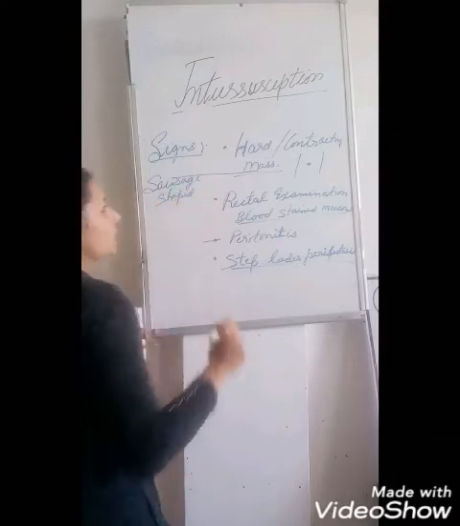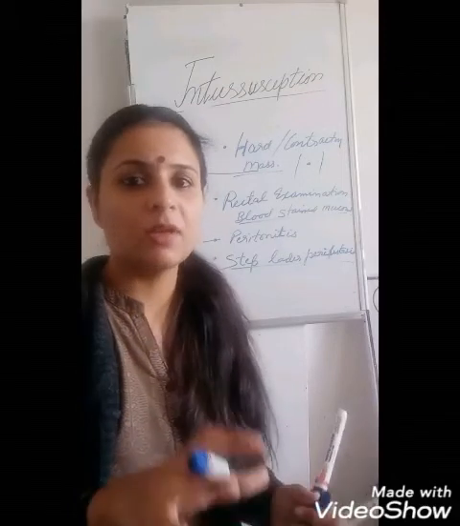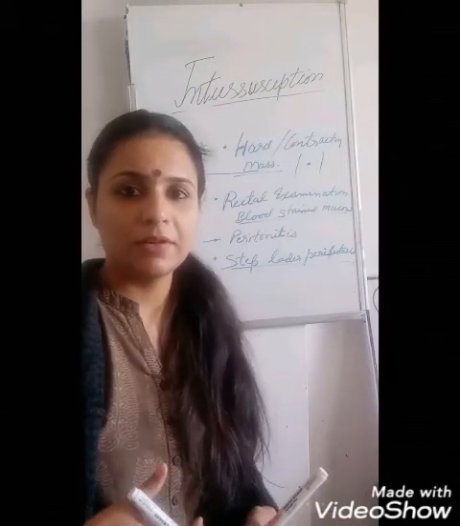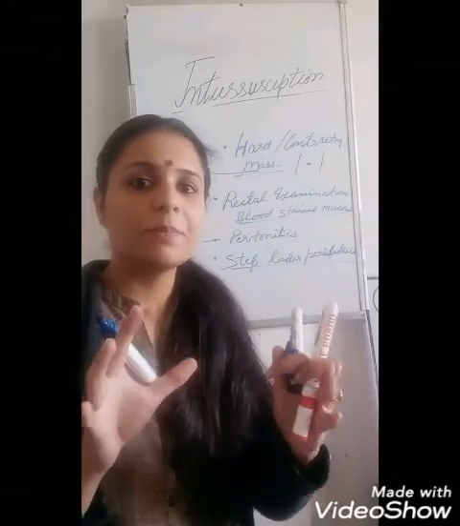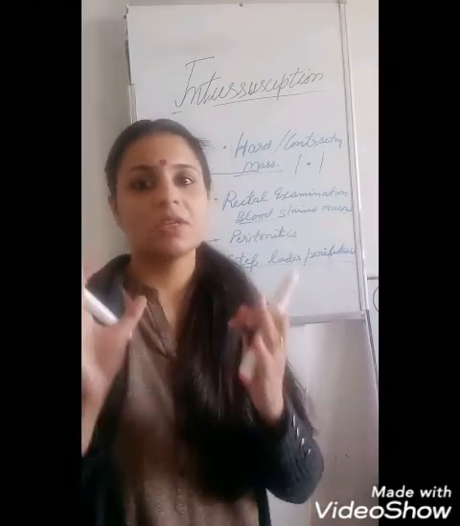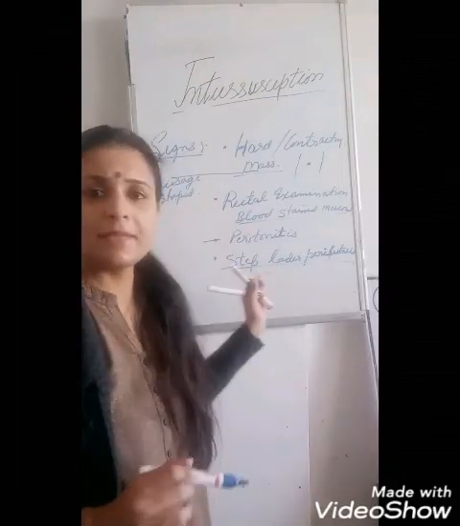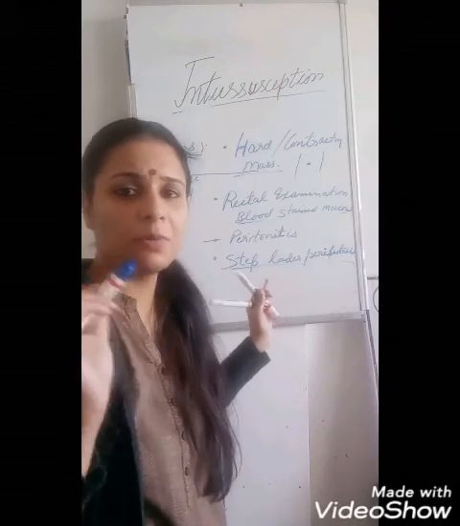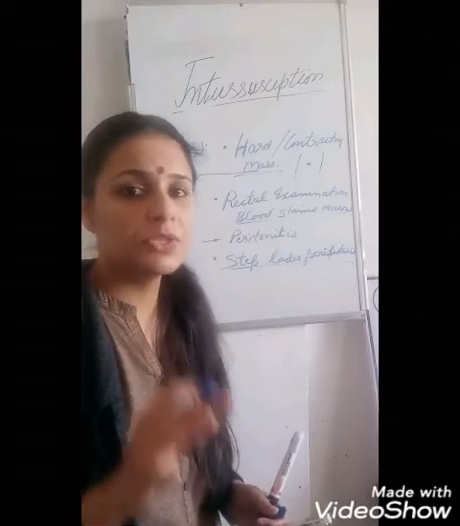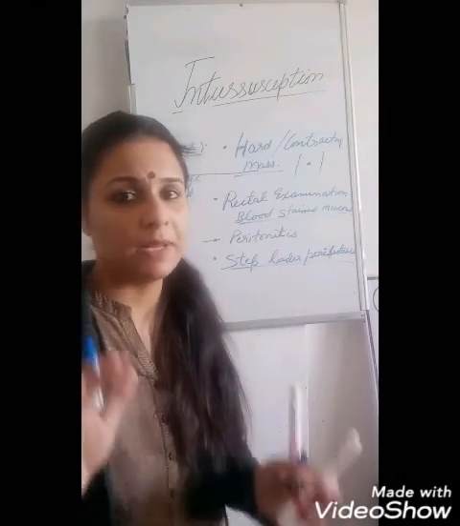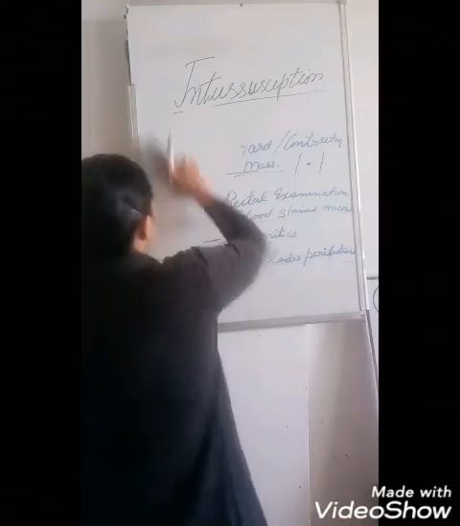So in examination you have to remember that when you feel and examine the baby at the umbilical region, you will feel a hard and contracting mass, and the shape is sausage shaped. During the rectal examination you will find blood stained mucus. There will be features of peritonitis also, and you will see the step ladder peristalsis. So these are the signs.